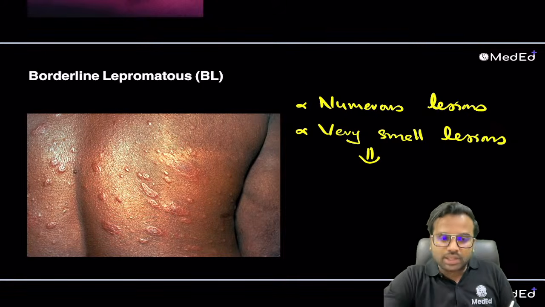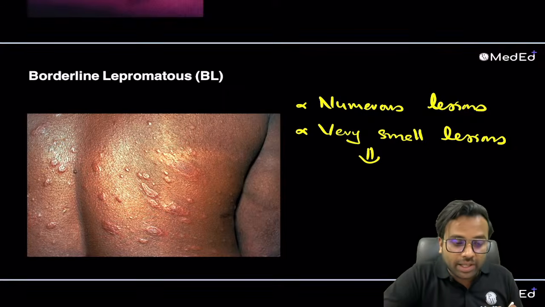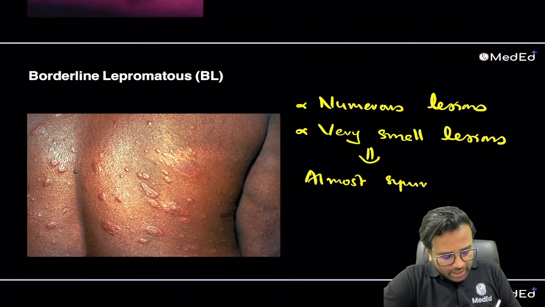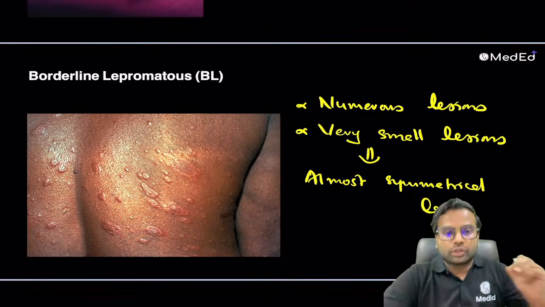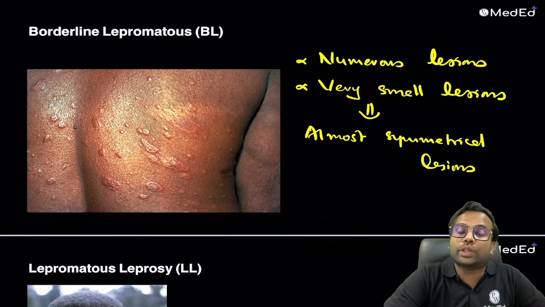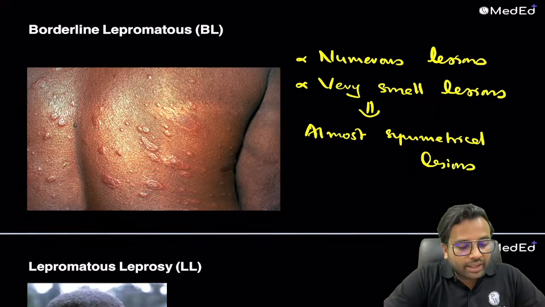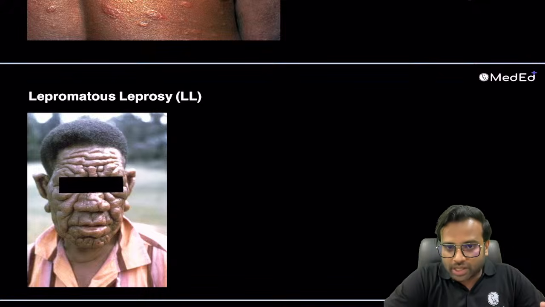And this is the first time when the lesions will start becoming symmetrical. So let us write down as almost symmetrical lesion. So the lesions become almost symmetrical by the time the patient moves into a borderline lepromatous type of leprosy. Clear? And the last one in the spectrum of this disease is the lepromatous type of leprosy.